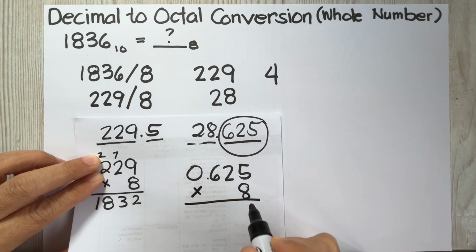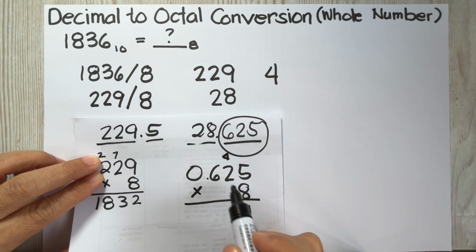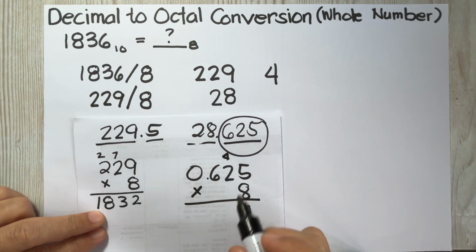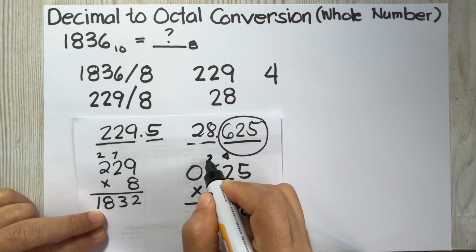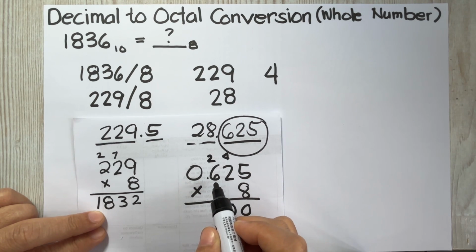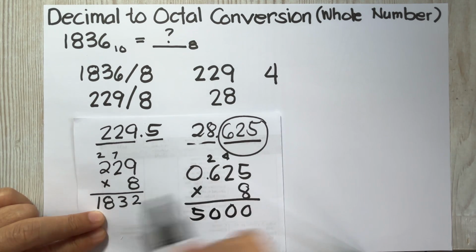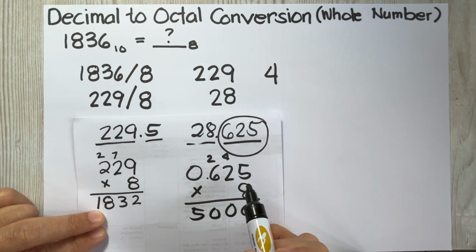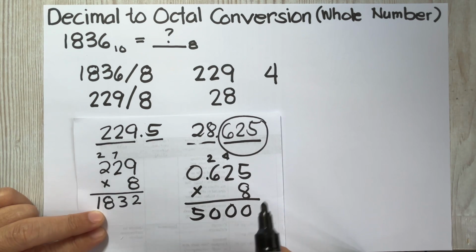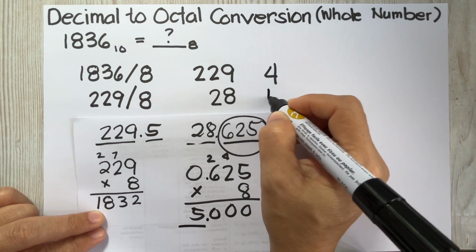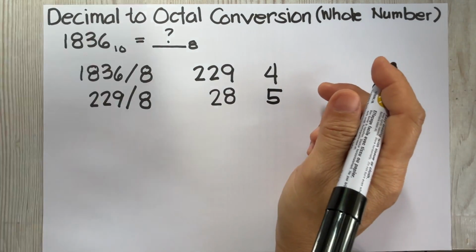8 times 5 is 40, so that is 0, carry 4. 8 times 2 is 16, plus 4, that is 20, so that is 0, carry 2. 8 times 6 is 48, plus 2, that is 50, so that's 0. 8 times 0 is 0, so we'll stop from there. Then we'll count the decimal places: 1, 2, 3. So the remainder is 5. That's another way to get the remainder.